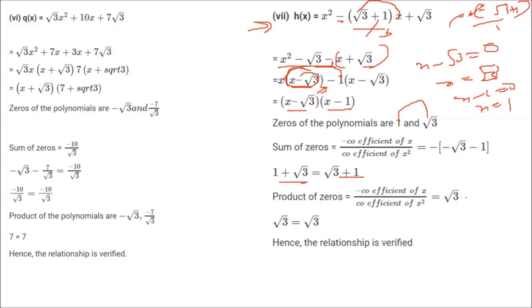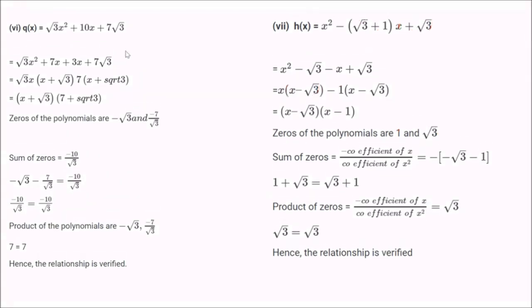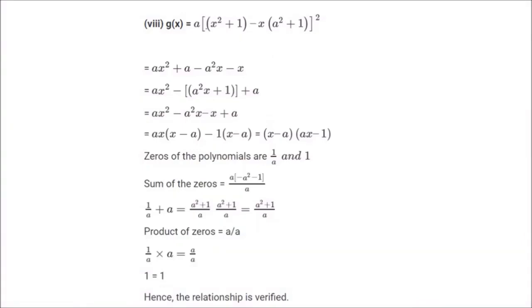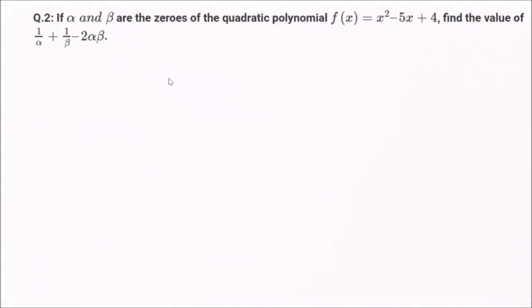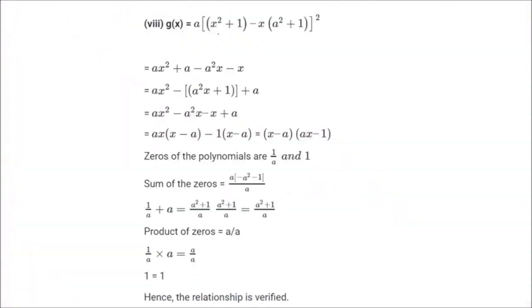How about c by a? When you multiply root 3 into 1, that will be root 3. And c by a, c is root 3 by 1, is root 3. So again the relationship is verified. Before that, going to this one, let me show you this one also.